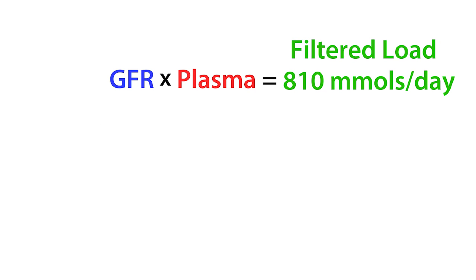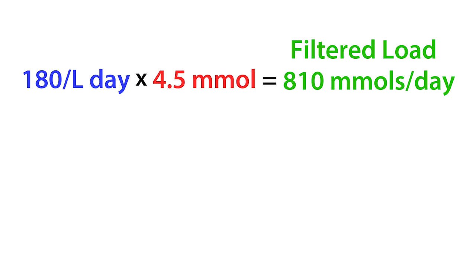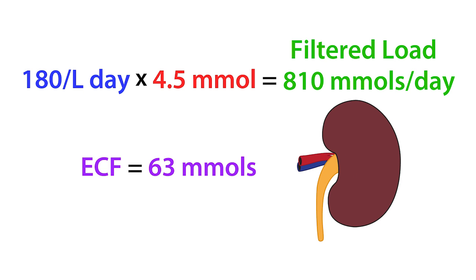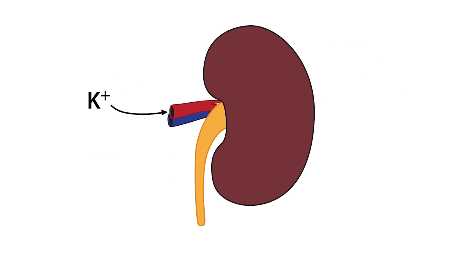Now, the kidneys filter approximately 810 millimoles of potassium per day. However, the average person has a total extracellular fluid potassium of about 63 millimoles. At this rate, the kidneys would deplete the extracellular fluid potassium in about 2 hours. So it clearly suggests that the kidneys reabsorb a large portion of the filtered potassium load.